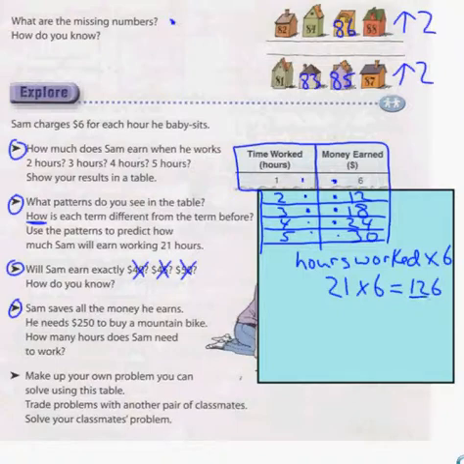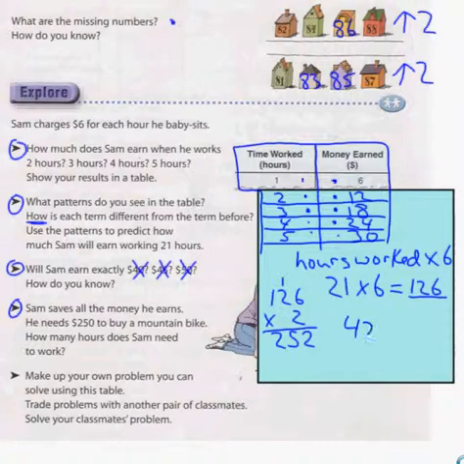What's double 126? 126 times 2. Do the math. 2 times 6 is 12. Carry the 1. 2 times 2 is 4, plus 1 is 5. 2 times 1 is 2. Well, there you go. So if he works 42 hours, he can earn $252. And that's $2 more than he needs to buy the bike. Okay? So, with a little bit of simple multiplying, we have figured out the answers to every question.